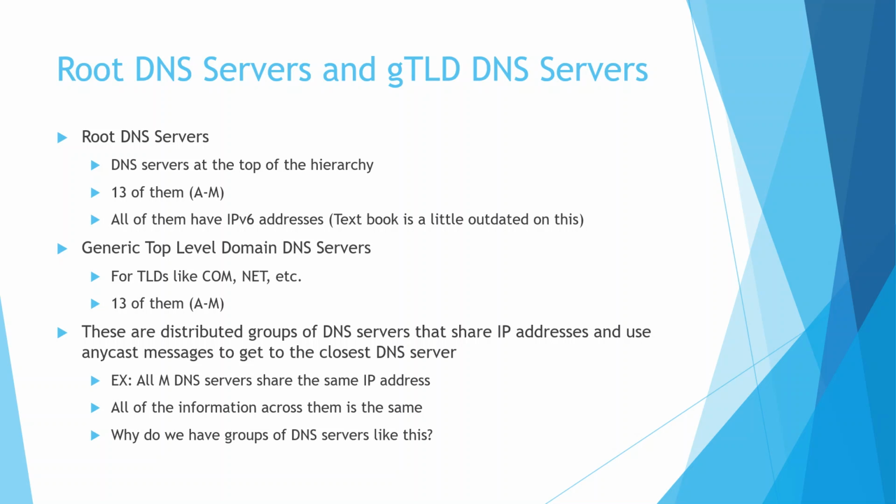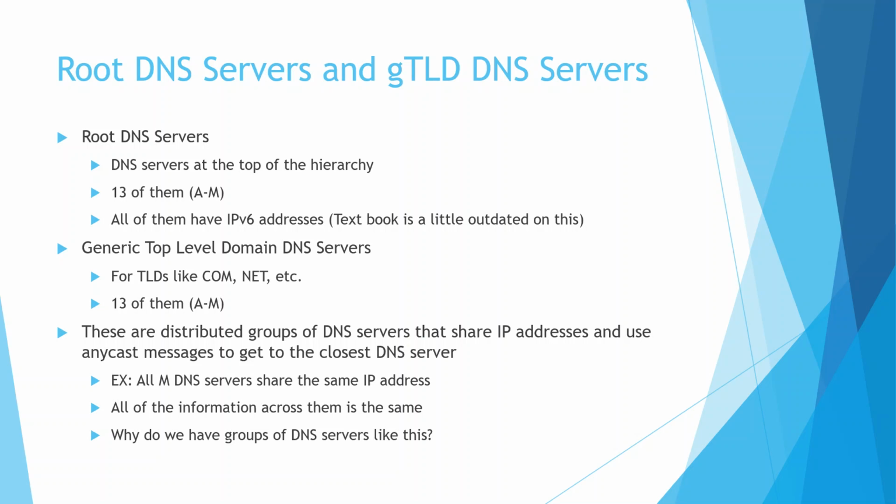Basically, they're going to share IP addresses. They're going to be distributed groups of servers, and again, we're using Anycast to get to that closest DNS server. For an example, all M DNS servers are going to share the same IP address. All A servers are going to share the same address, and so on. All the A's will have all the same information. All the M's will have the same information. All the D's are going to have the same information.